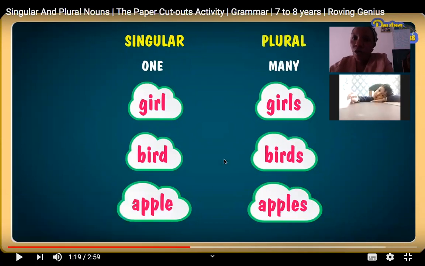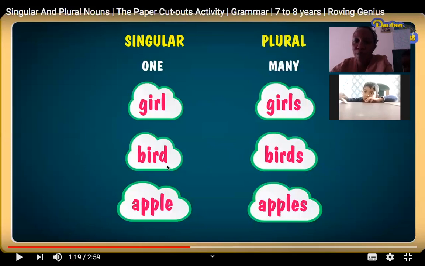Okay, Viraj, what do you call nouns that are one? When it's one thing, what do you call it, singular or plural? Singular. And when there are many, what do you call it? Plural. Good. And when there is one girl, then there are many, you say girls. What letter do you add at the end to make it plural? S. So to make it plural, you add S, okay? So this is girl. When there are many, you say girls.